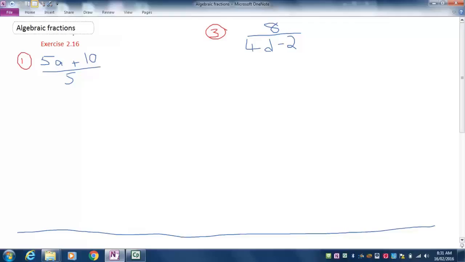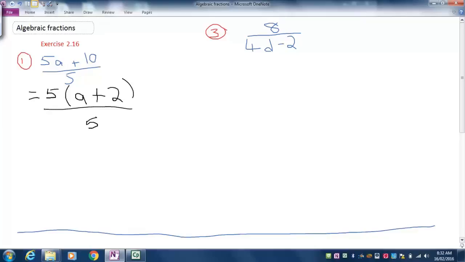In exercise 2.16, we're looking at how to simplify fractions. So this is where our factorisation comes in handy. If I factorise the top line here for question 1, I get 5 outside of A plus 2, all over 5.